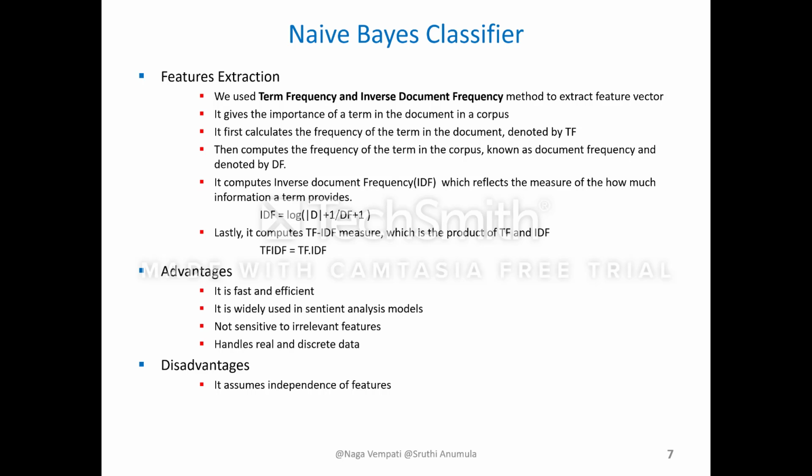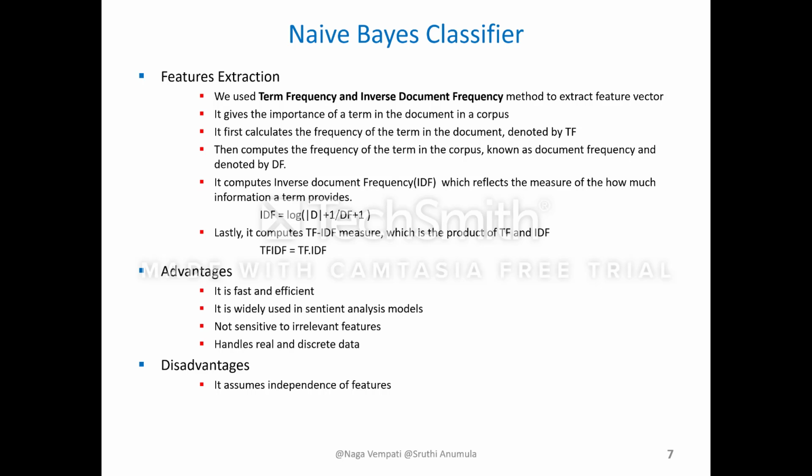We have to provide the model with features while training and predicting. Feature extraction is an important step while creating a model. We have used the term frequency and inverse document frequency method to extract feature vectors. It gives the importance of a term in the document in a corpus. It first calculates the frequency of a term in the document, let's say it is denoted by TF. It then computes the frequency of the term in the whole corpus, known as document frequency, let's say it is denoted by DF.